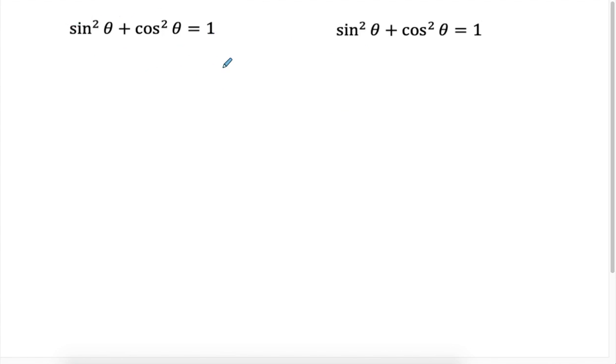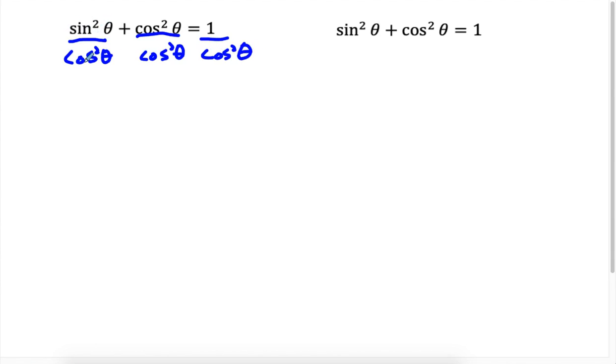The other two that are listed on the top of your paper can be derived pretty easily. Honestly, the only one that I have memorized is this one: sine squared plus cosine squared equals 1. I don't even bother memorizing the other two because I can derive them so quickly. The way that we derive them is we divide all three terms, sine squared, cosine squared, and 1, by cosine squared.